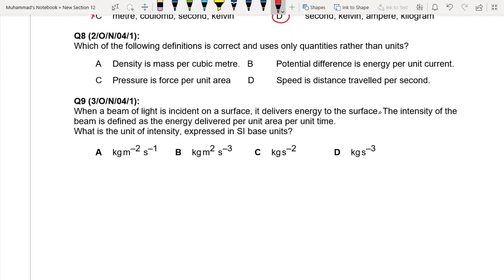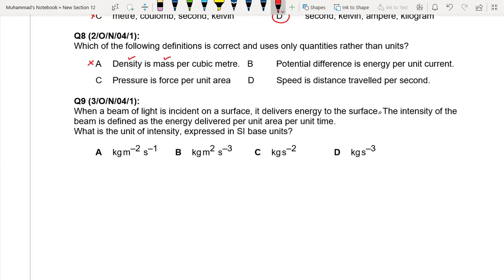Which of the following definitions is correct and uses only quantities rather than units? So, density is mass per cubic meter. Mass is quantity, density is quantity, cubic meter is unit. So we have to look for quantities rather than units. So this is unit, so A is incorrect.